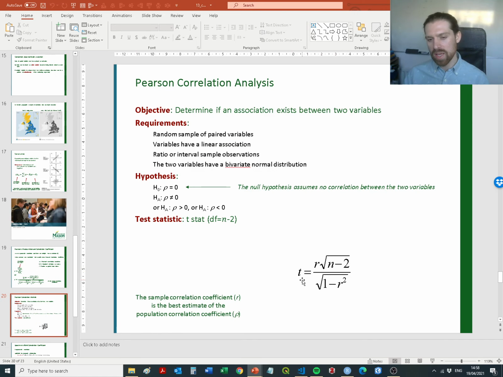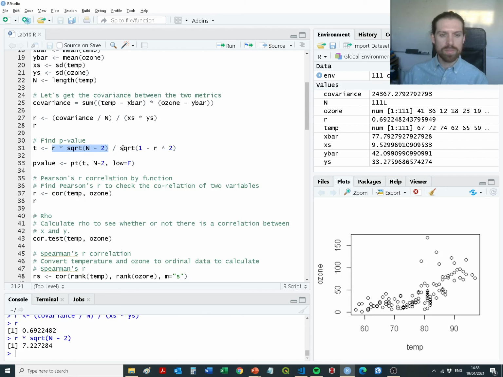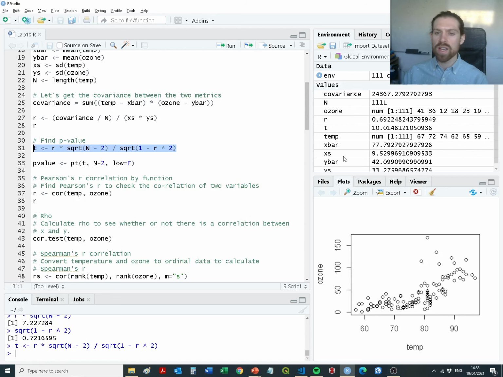So here what we're doing is we're going to take the r value that we've already got, multiply it by the square root of the number of degrees of freedom, divided by the square root of 1 minus r squared, okay? So that should be fairly straightforward. We've got our numerator here, and we've got our denominator here for these two numbers, which we just saw from the previous equation. And when we do that, we get a t-value of 10.01, so it's quite substantial. It's quite large.